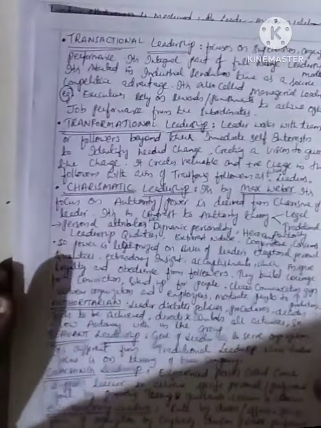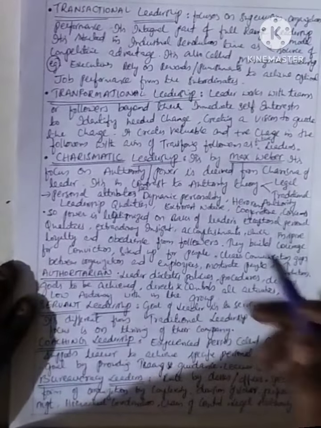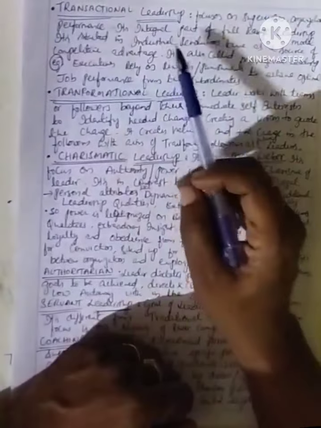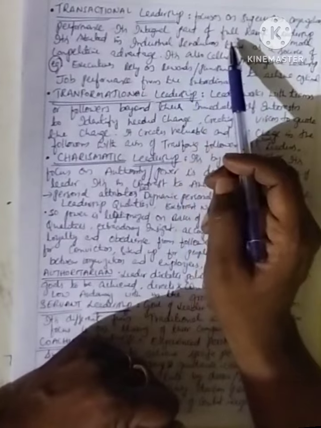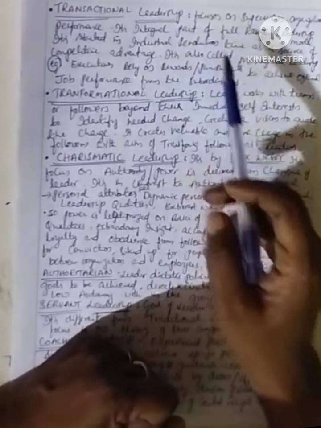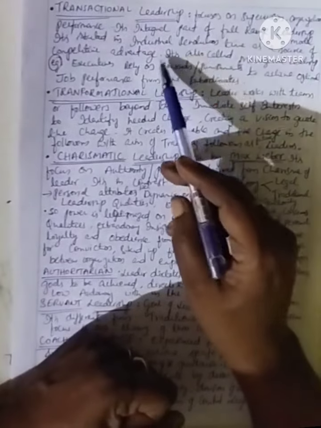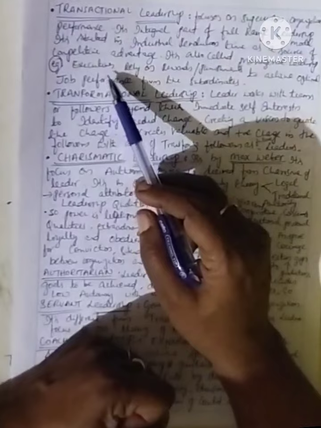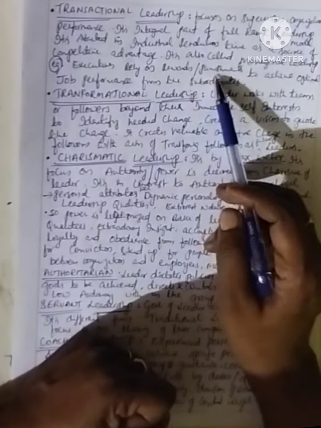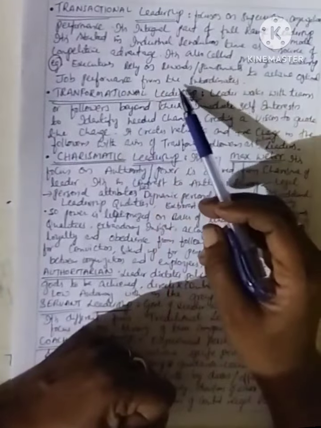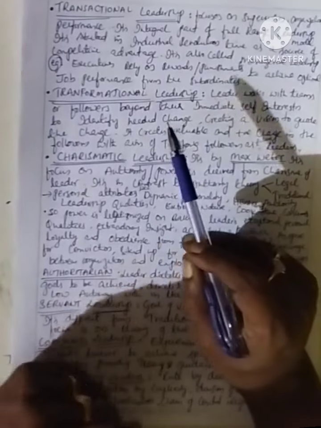Other leadership theories include transactional leadership, which focuses on supervision, organization and performance. It is an integral part of the full range leadership model. It started in the industrial revolution time as a source of competitive advantage. It is also called managerial leadership. For example, executives rely on rewards or punishments to achieve optimal job performance from the subordinates.